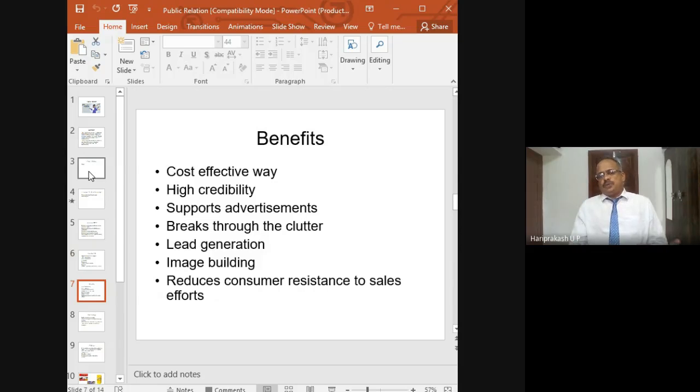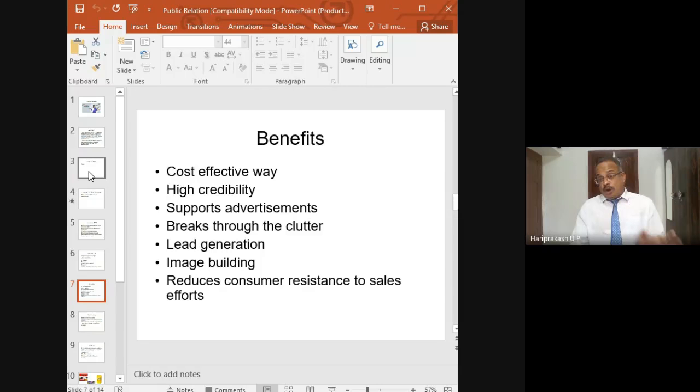Benefit is it is cost effective, as we discussed. There is no cost involved in public relation. You need not pay anything. If you want to publish an article in newspaper, you are not paying anything. It is not an advertisement. High credibility. So public relation has high credibility. If you are reading a news in a newspaper, news channel, or radio, or any other media, you will believe in that rather than in advertisement. Advertisement you may not believe. It's not having that much credibility. But any news comes in newspaper, television, people will believe that. So it is having high credibility.